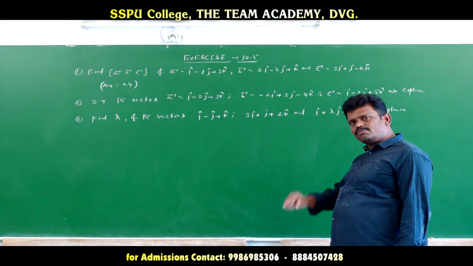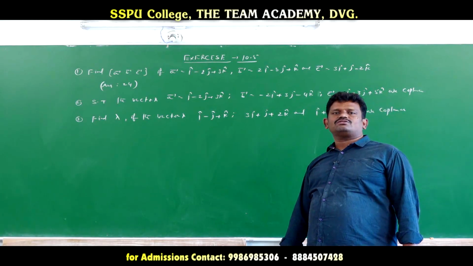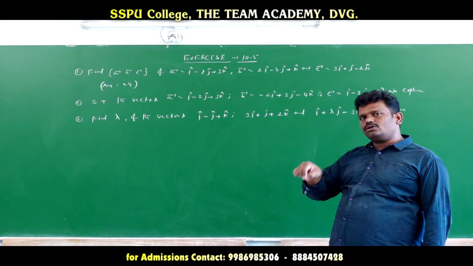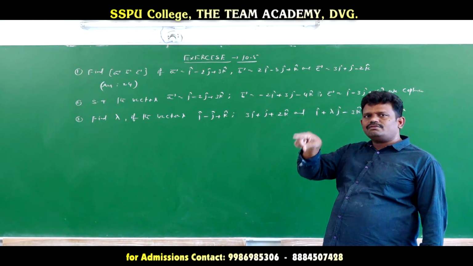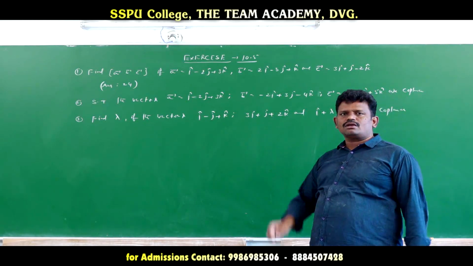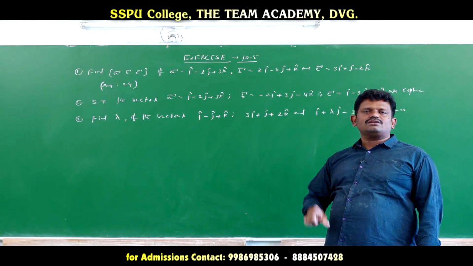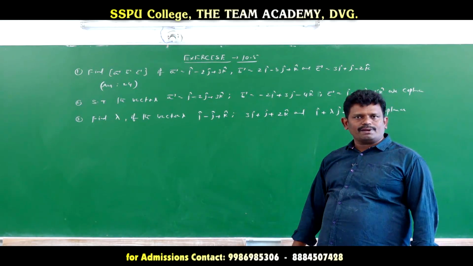Already explained this example also. Coplanar means box of A bar B bar C bar is equal to 0. Now by using these three vectors, if you find the determinant value and that value is equal to 0, it means the given three vectors are coplanar. Otherwise they are non-coplanar vectors.